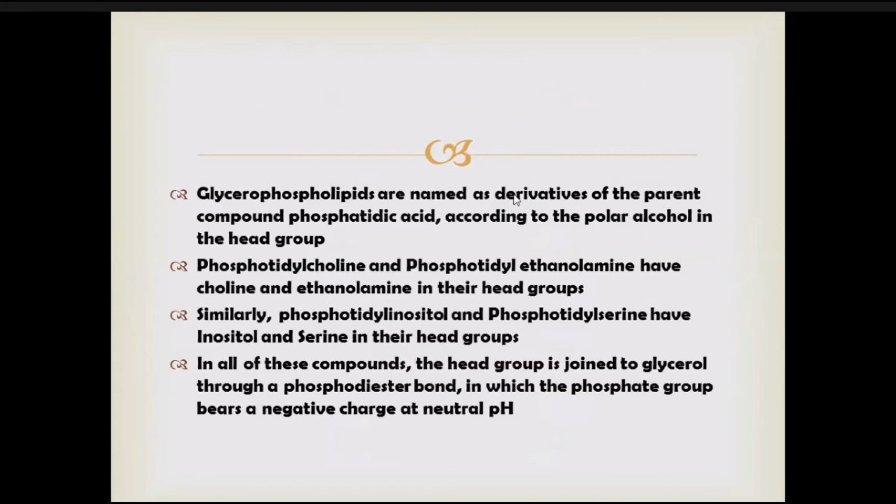So now you can understand what we were talking about: if ethanolamine, choline, inositol and serine are in their head groups, because of that we are naming them respectively. And we said that in all of these compounds the head group is joined to glycerol through a phosphodiester bond in which the phosphate group bears a negative charge at neutral pH.